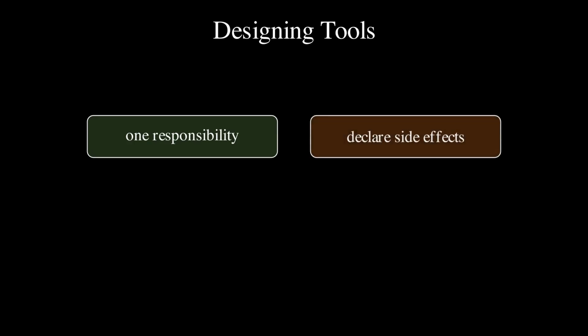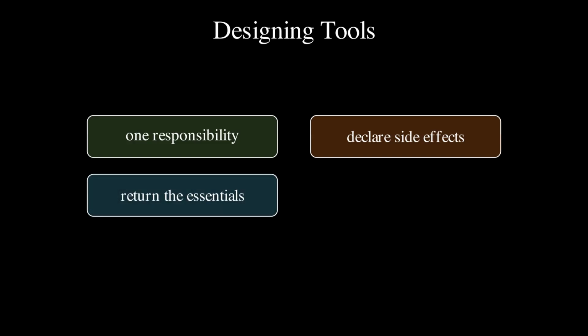One: one tool, one responsibility. A tool that both fits a model and plots the residuals is harder to invoke correctly than two separate tools. Smaller, focused tools compose more reliably. Two: be explicit about side effects. A tool that writes a file, posts to an API, or spends tokens should say so in its description, so you can decide whether the agent may call it without approval.